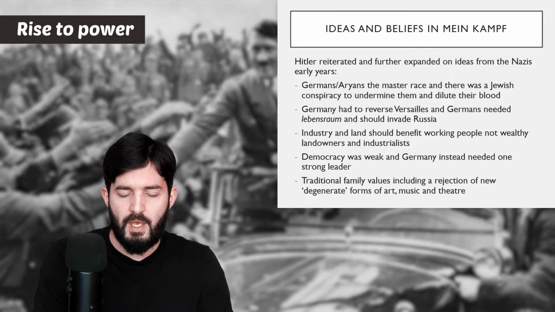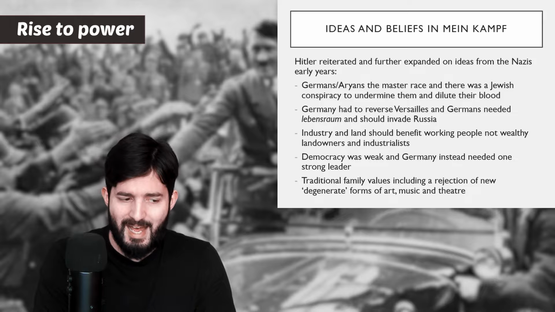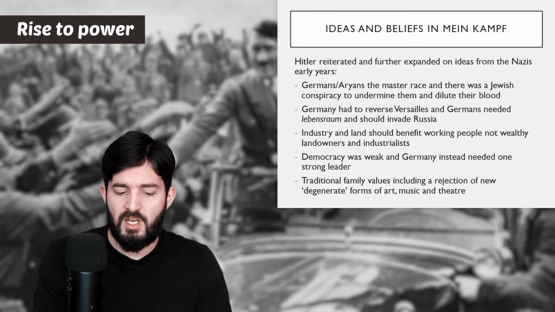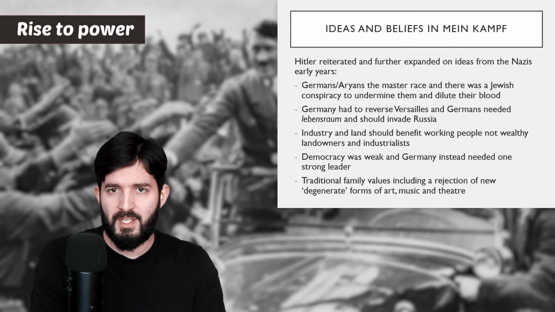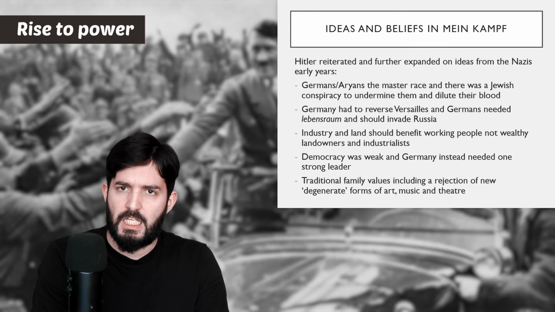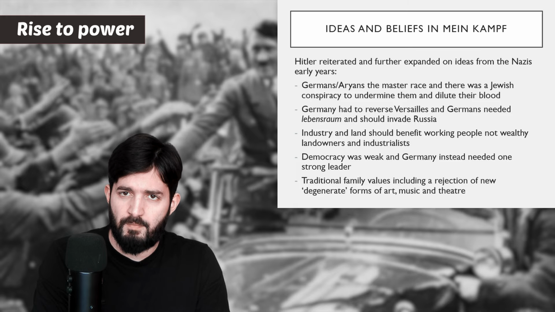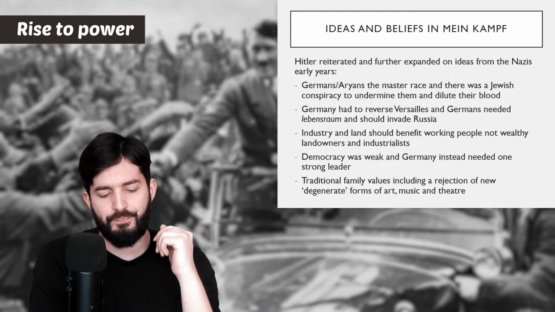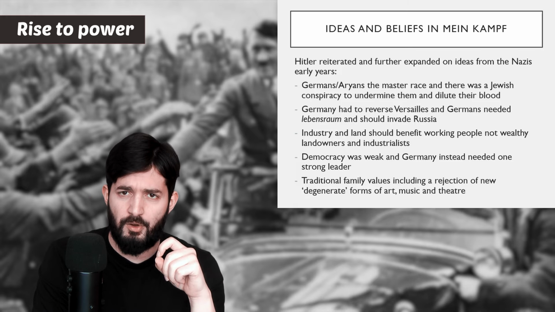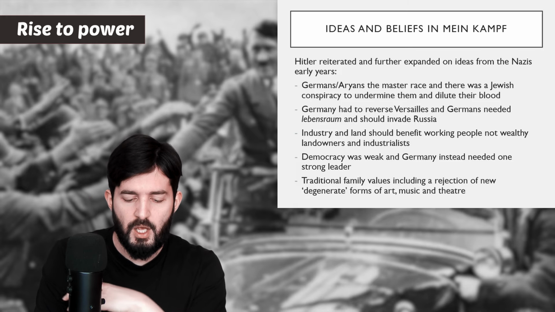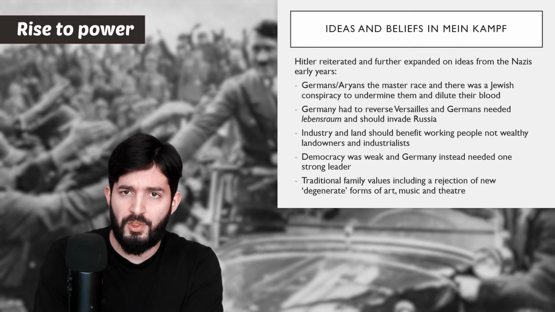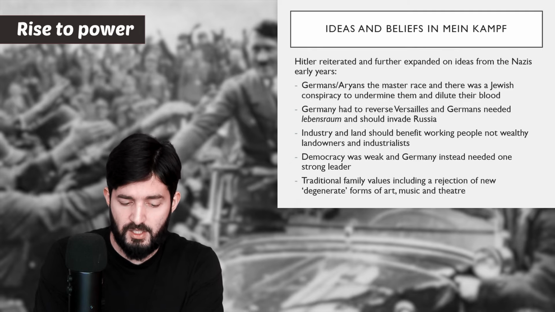He talks a lot about how Germany has to reverse the Treaty of Versailles, and that Germans needed Lebensraum, so living space, to expand into when they expand as a nation. And to do that, they should invade and colonize Russia to turn it into a large colony and to also use it for agricultural land and things like that. He continues to double down as well on some of the more socialist principles. So he talks about how industry and land should benefit working people, not wealthy landowners and industrialists.